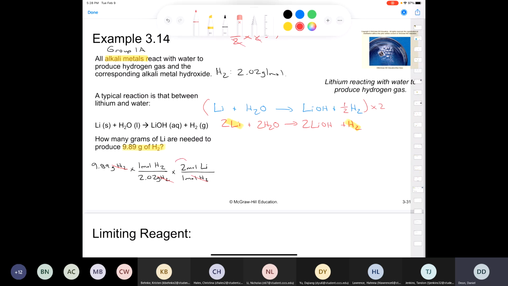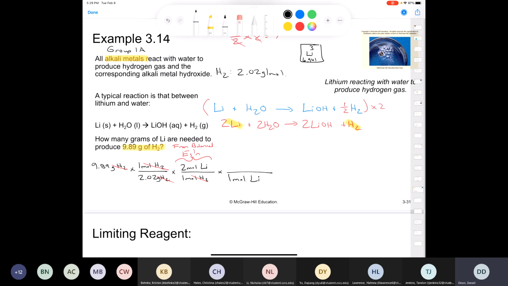Look, there we go. So this conversion factor comes from the balanced equation. And now I can determine the mass of my lithium. Look, moles of hydrogen cancel. Sorry, there we go. Anyhow, I know that in every 1 mole of lithium, I go over to my periodic table and look up lithium. It says element number 3, lithium, and it has a mass of 6.941 grams per mole.